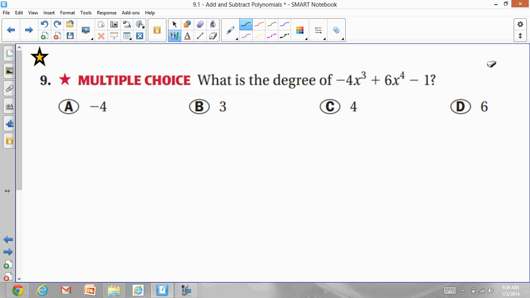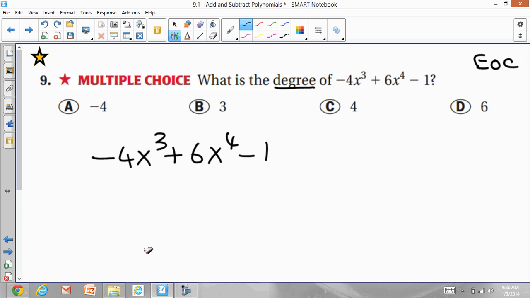Copy question number 9. This is an EOC kind of question. So they're asking you to find the degree. The first step: you have minus 4x cubed plus 6x to the power of 4 minus 1. A common mistake students make is that they do not rearrange. So number 1, you have to rearrange if it is not in order.